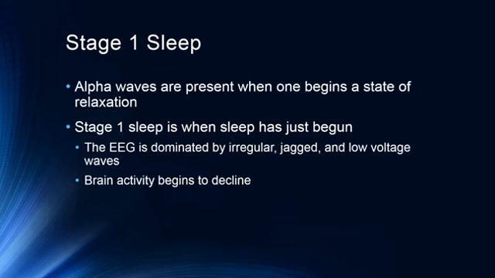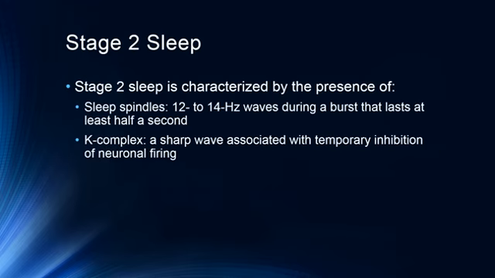Stage 1 sleep is when you first start to fall asleep. We have what are called alpha waves that are present when one begins a state of relaxation. Stage 1 sleep is when sleep has just begun. The EEG is dominated by irregular, jagged, and low voltage waves, and this is when brain activity begins to decline. Stage 2 sleep is characterized by the presence of sleep spindles. These are 12 to 14 hertz waves during a burst that lasts about half a second, and also what are called K-complexes, which are sharp waves associated with temporary inhibition of neuronal firing.